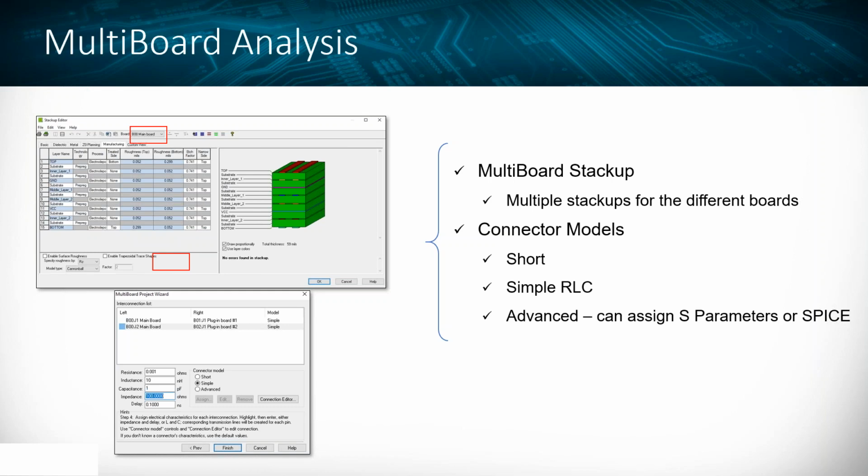Also for the connector models, we can have three different types. Essentially, we can short the two boards together for an ideal simulation. We can also do a simple RLC type model of those connectors, or we can use an advanced model, using an S parameter or SPICE model in that connection. Okay.